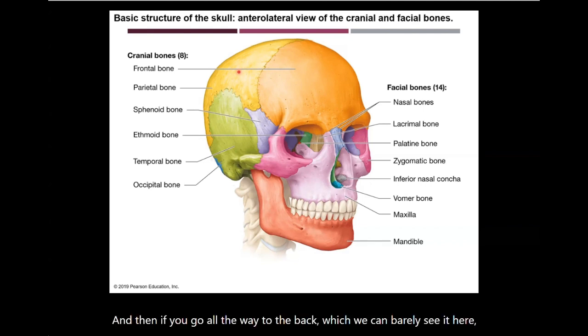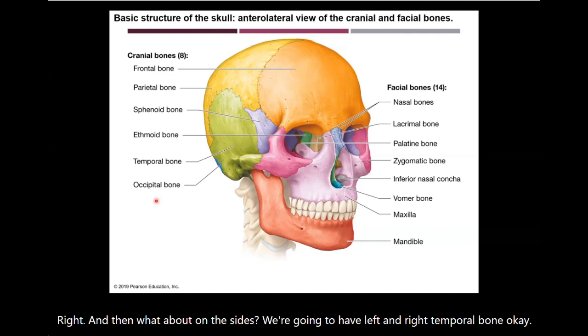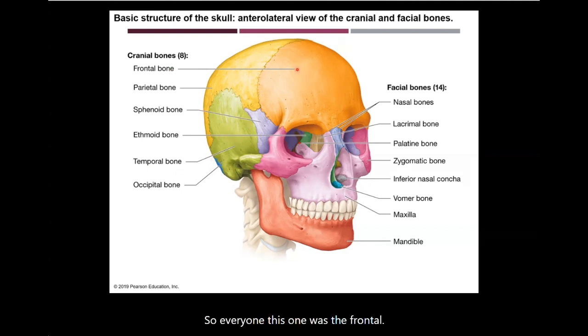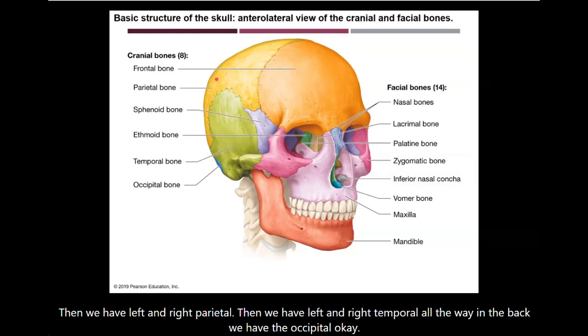And then if you go all the way to the back, which we can barely see here, that's going to be the occipital bone, which is kind of familiar to us, right? And then what about on the sides? We're going to have left and right temporal bone, okay? So everyone, this one was the frontal, then we have left and right parietal, then we have left and right temporal, all the way in the back, we have the occipital, okay?